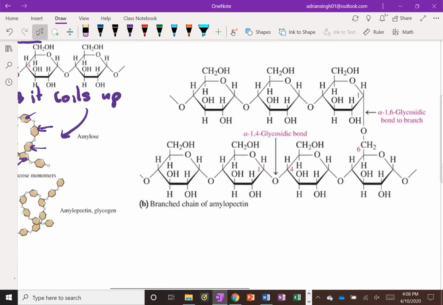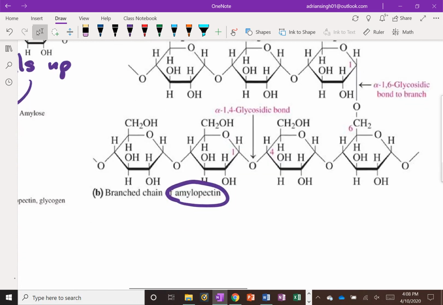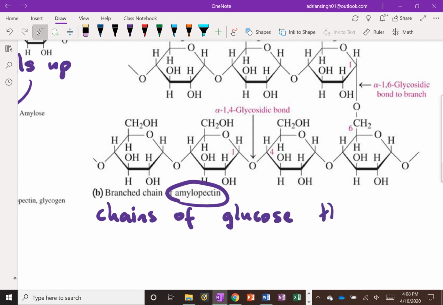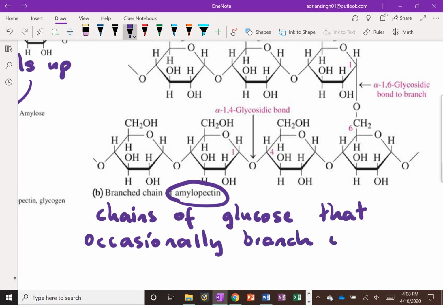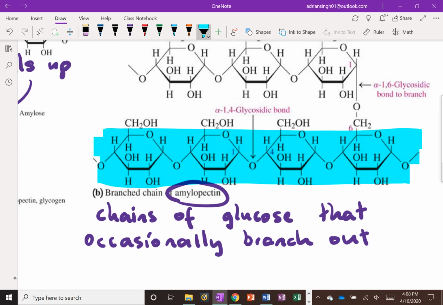In the case of amylopectin, right, amylopectin is still made up of glucose, right? So you have chains of glucose that occasionally branch out. Right, so this is a chain of glucoses going from left to right, for instance, and the bond that holds those glucoses together will be the alpha 1,4 glycosidic bond right here.